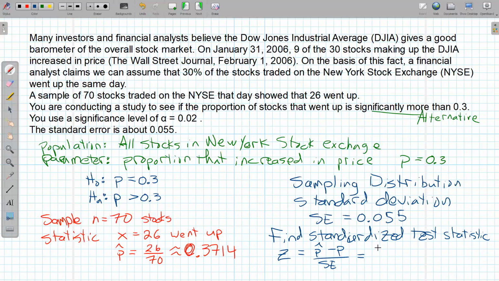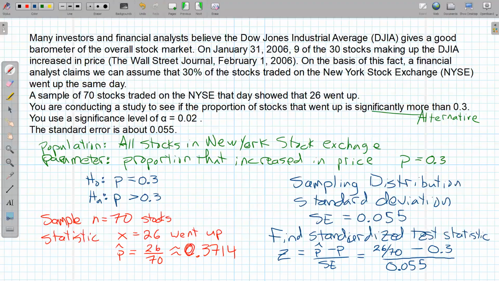So for us, we have that 26 out of 70. You could use the decimal approximation, but I lost some decimals there. I'm going to go with the fraction, minus the null, which said it is 0.3, divided by the standard error, which is 0.055. I'm going to type that in my calculator.